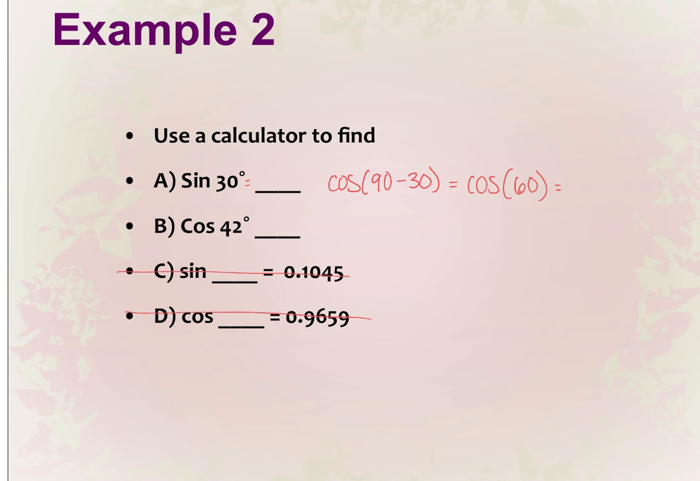Go ahead and switch over to your calculators, and let's plug both of those in. So let's plug in the sine of 30. Press enter. We got 0.5. Fill that into your notes. 0.5. And then let's find the cosine of 60. 0.5.